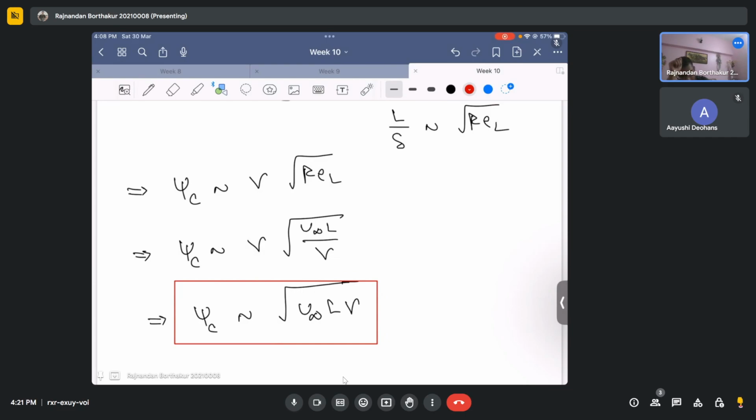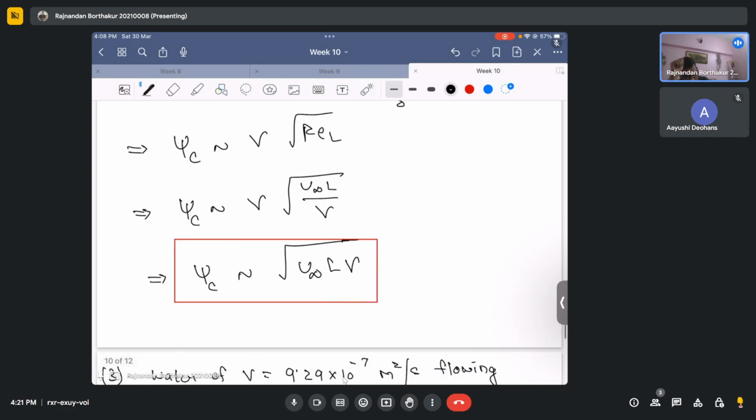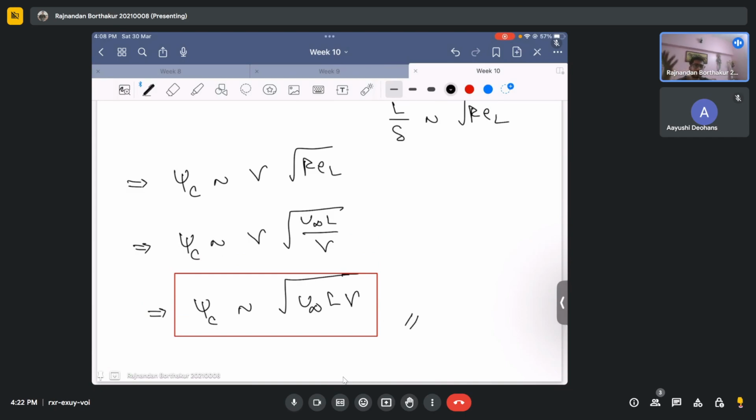Anyway, you need to use this non-dimensional form of psi and then proceed with the similarity variable to basically calculate the Blasius result and so on and so forth. But I think this is clear.